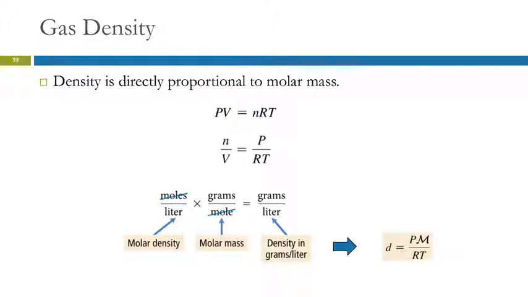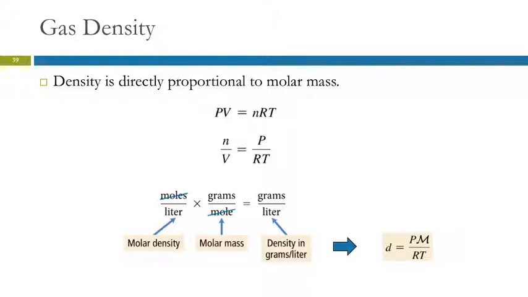The density is proportional to the molar mass. And so your book goes through this and gives us this equation. The density equals the pressure times the molar mass divided by R times T. If you remember that and want to use this, that's fine. Personally, I don't like this. It's another equation to remember, and it's just so completely not necessary.